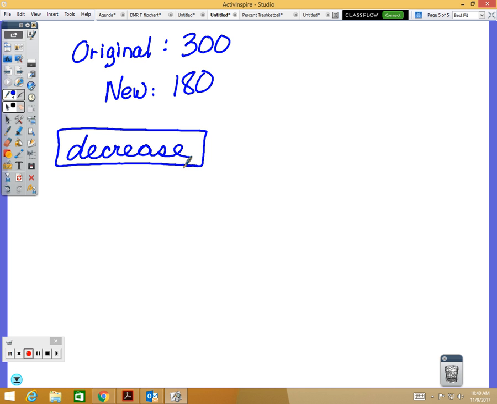Find the difference, take the difference divided by the original, and then change it into a percent. Find the difference, do the difference divided by the original, and then change it into percent form.